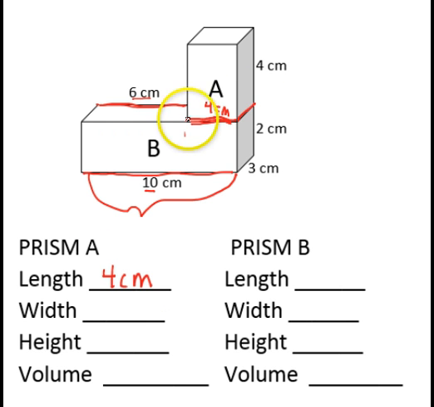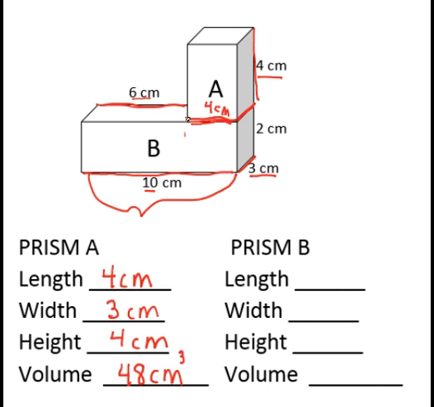The width would be represented by the 3. The width of prism B is 3 centimeters. Prism A sits exactly on top of it, so that would also be 3. And 4 centimeters tells us the height of prism A. So 4 centimeters. Now to find the volume, I'll take 4 times 3 is 12. 12 times 4 is 48. So the volume of prism A is 48 cubic centimeters.